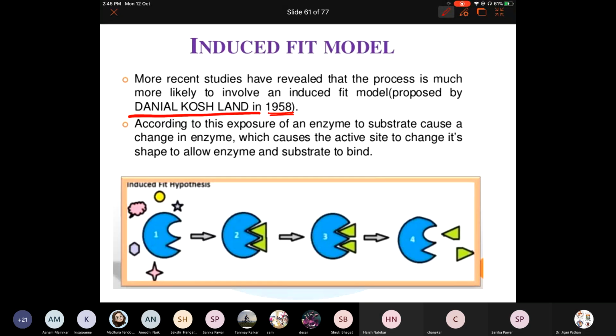But once the enzyme is exposed to the substrate, this causes changes in the active site so that it allows the binding of substrate and enzyme. Initially the active site is not created in the enzyme. Once you add a substrate, the enzyme will change itself according to the shape of the substrate. That is what the induced fit model says.